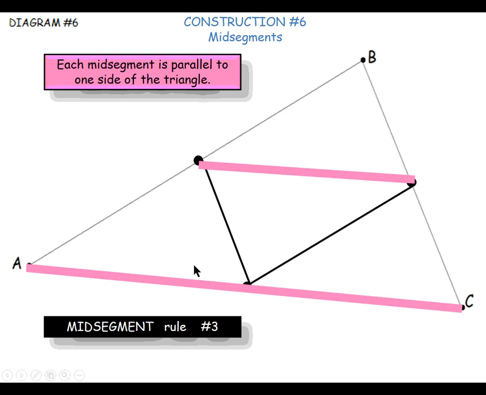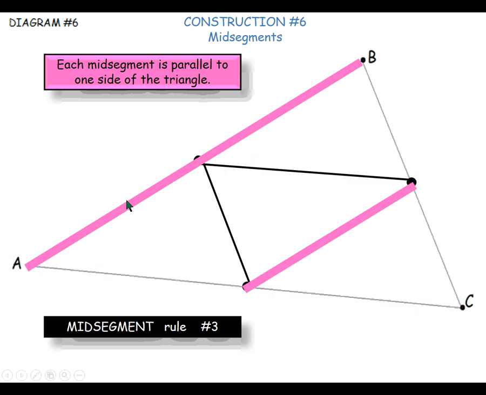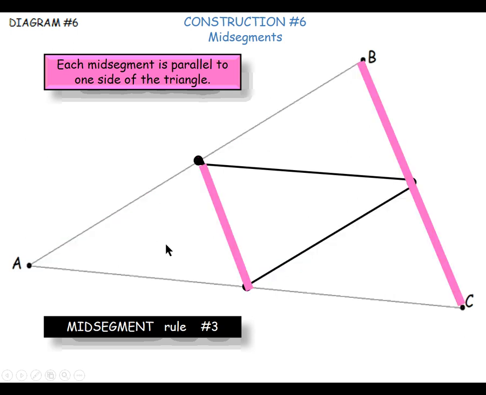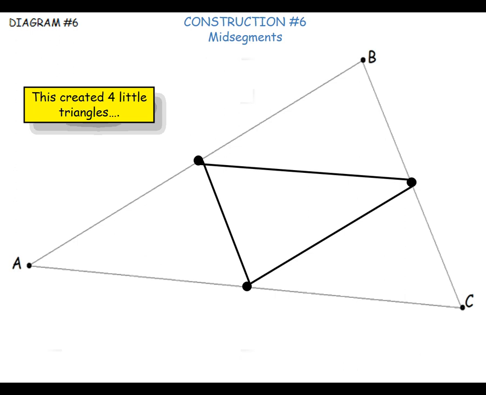The first rule that we need to know is that each mid-segment is parallel to one of the sides of the triangle. Here we have the mid-segment and the bottom highlighted. Those two sides have to be parallel to each other. The bottom couldn't be parallel to one of the other sides, because it's touching both the other ones. But the one side that's not touching it is actually parallel to it. Each mid-segment is parallel to one side. Here in this case, these two are parallel to each other, and these two are parallel to each other. The mid-segment is always parallel to one side in the triangle.